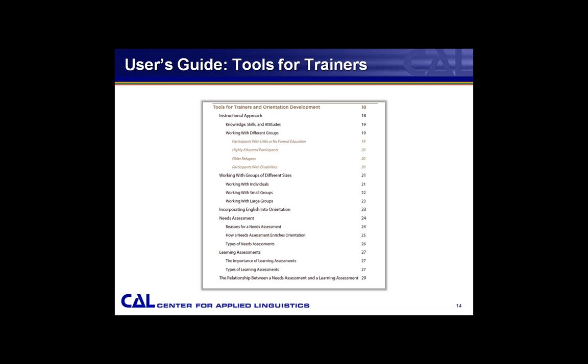And the second instructional approach discussed is about working with different groups. We provide specific information about working with participants with little or no formal education, highly educated participants, older refugees, and participants with disabilities. There is substantial information and tips provided about working with groups of different sizes, from individuals to small groups to large groups. We discuss the importance of incorporating English into orientation and provide very simple techniques on how that can be easily accomplished to enhance the English capacities and abilities of your participants, while also encouraging them to attend English language classes. Of course, we all know how important English language classes are.